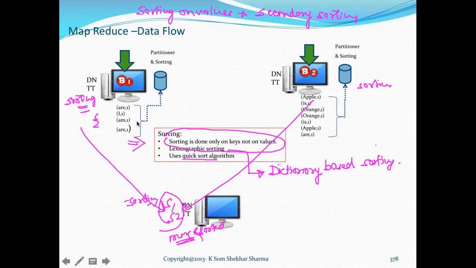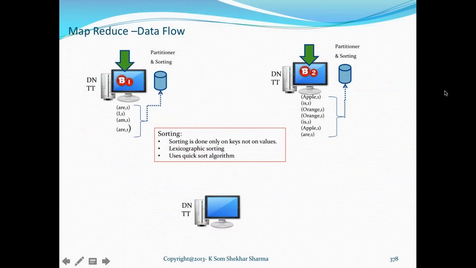You can always question why sorting is done at two places. The reason is that sorting at the reducer phase will be much faster if it gets sorted output. So to improve performance, sorting is done at the mapper side so that the reducer sorting is done quickly. The very important thing is that sorting is done only on keys, not on values, and it is dictionary-based sorting, known as lexicographic sorting.